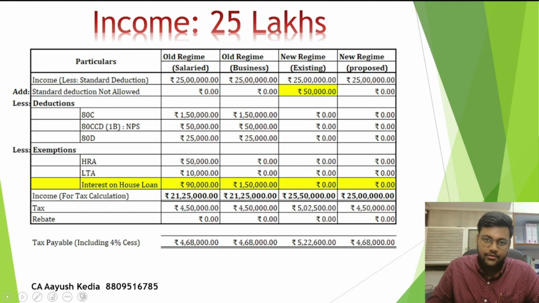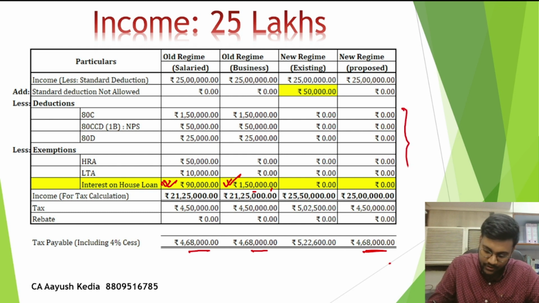Now we come to 25 lakh rupees. Again, we can find that if we take a housing loan of 90,000 rupees and 1,50,000 rupees as the exemption for the business user, we will find that it is the same in all the three cases. Why is it? If we total the deduction part and the exemption part here, we will find that it is 3,75,000 rupees.